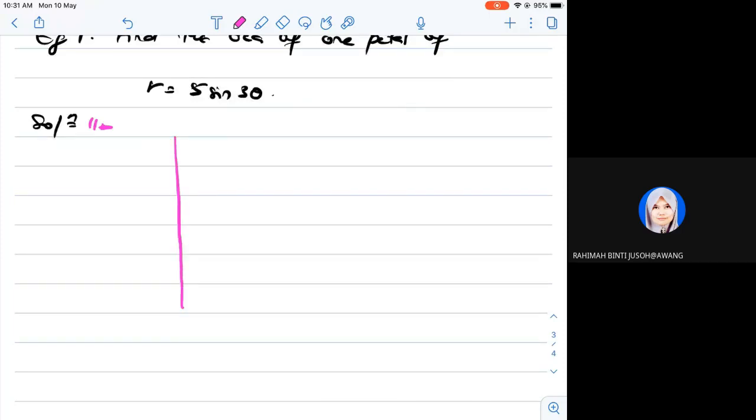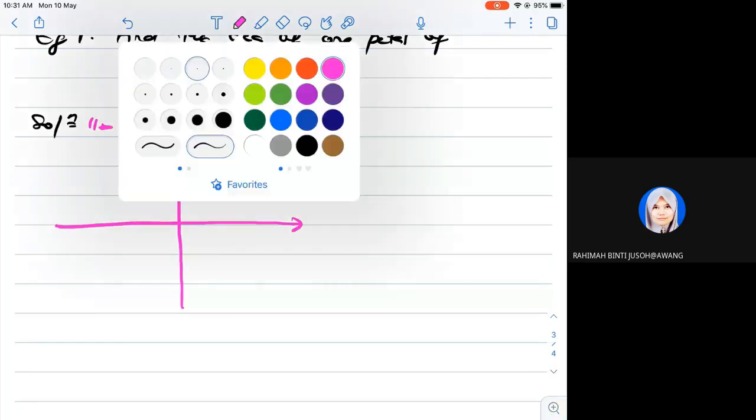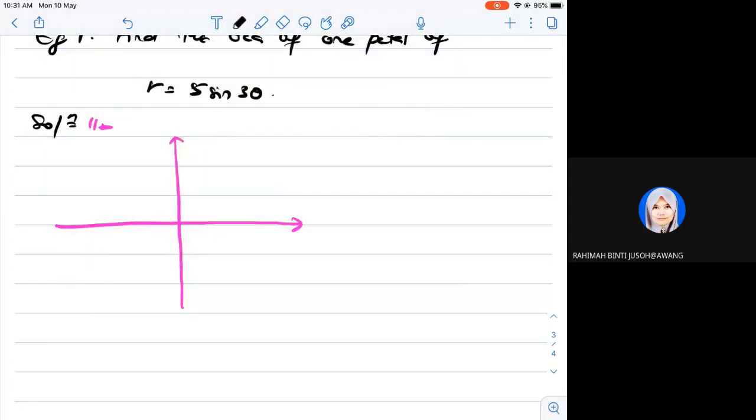You all, kalau graph sin dia akan jadi macam gini kan. Dia punya sin 3 theta roses tu. Just like this, okay. So right now, again we need to find the angle for one petal.